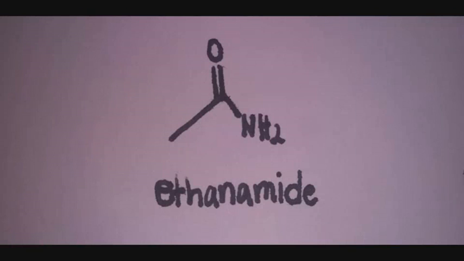Fifth is the amide functional group. To name this functional group, identify the longest carbon chain first. In this example, 2 carbons is the longest carbon chain. Therefore, its prefix should be etha. After naming the prefix, add the suffix amide. The final name of the structure is then ethanamide.